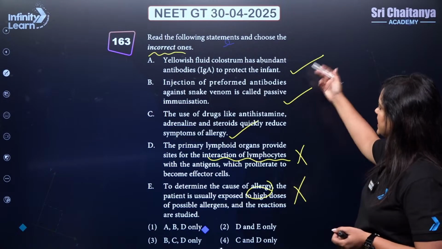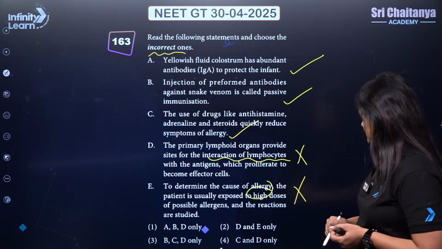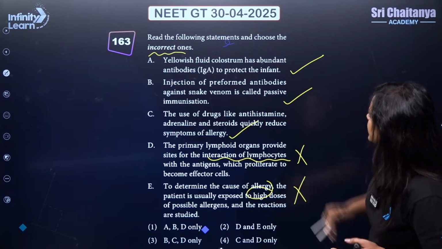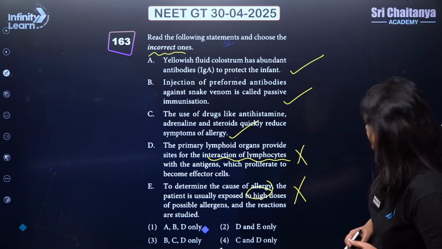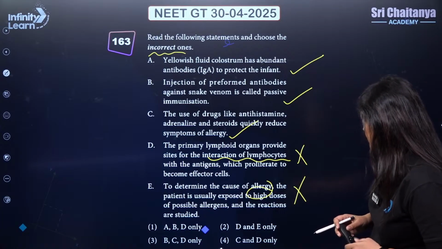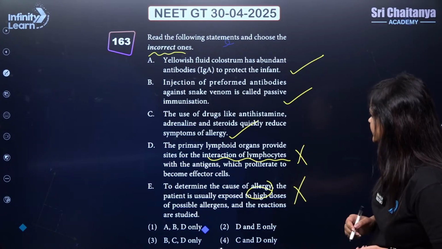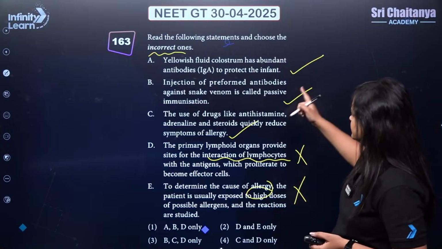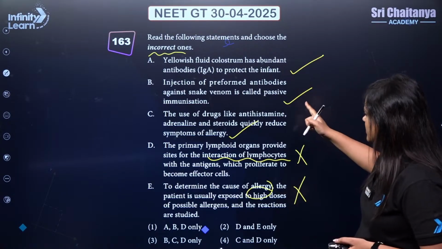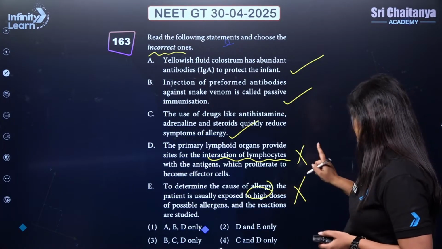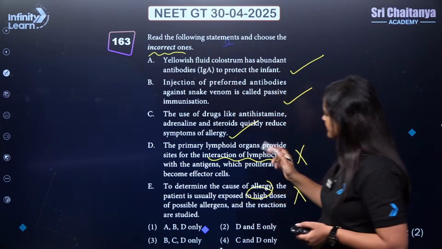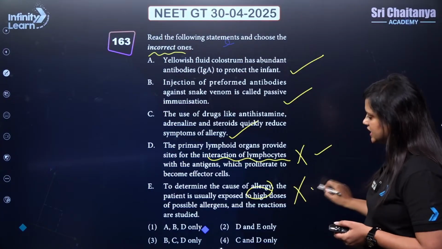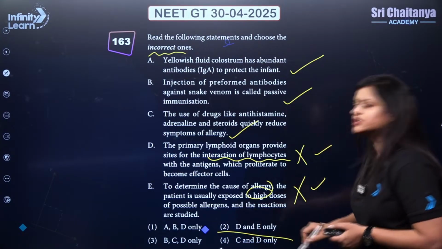So we have A, B and C as the correct ones. Okay, A, B and C. So do you have any option here? A, B and D it is written. Correct answer is, yeah, so we want here the incorrect one. So definitely we have D incorrect and E incorrect. So our answer should be 2.